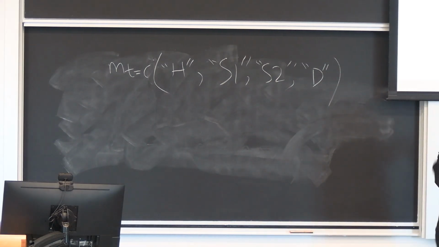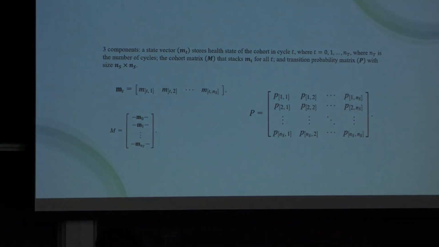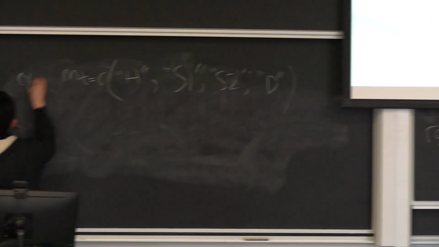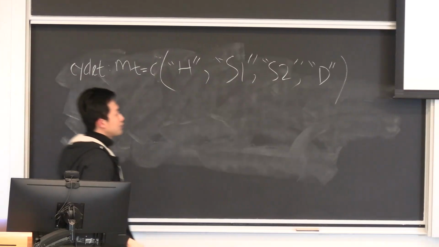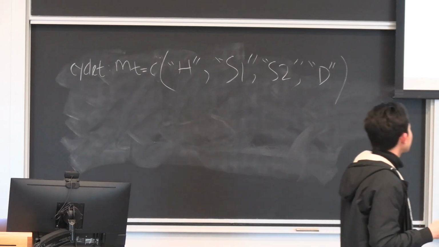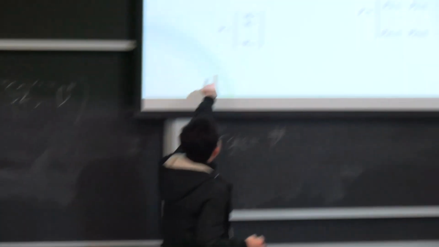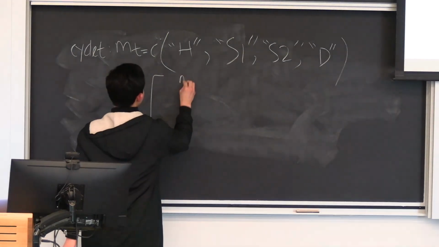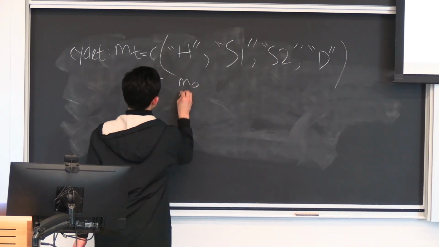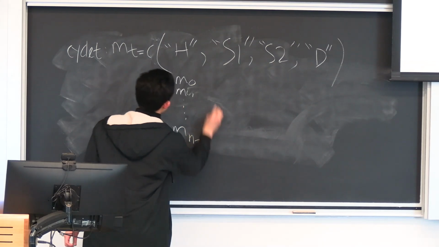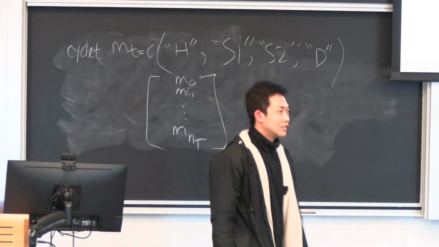That's for M_t. In this case, M_t means the state vector at cycle t. We have the number of cycles equal to n_t, which I will define later. We also have the capital M here, which is actually a bunch of these vectors, and we stack them from cycle 0, cycle 1, up to the number of cycles.